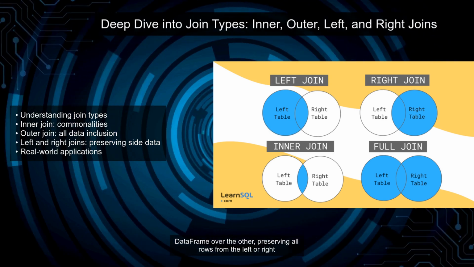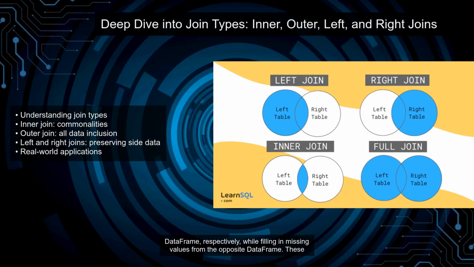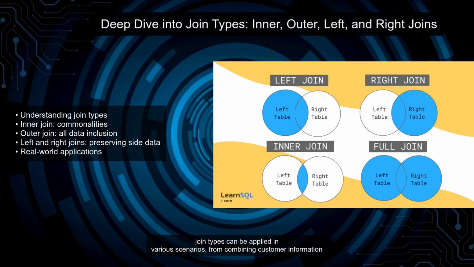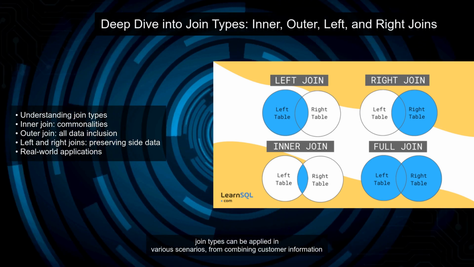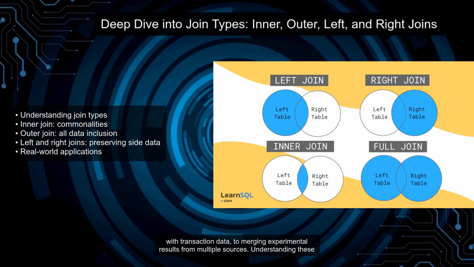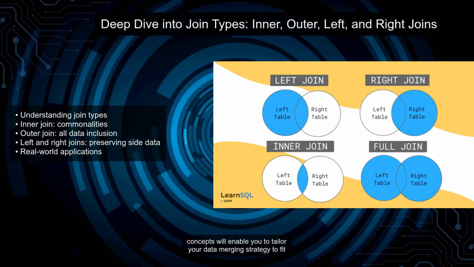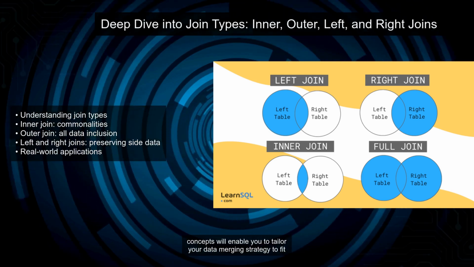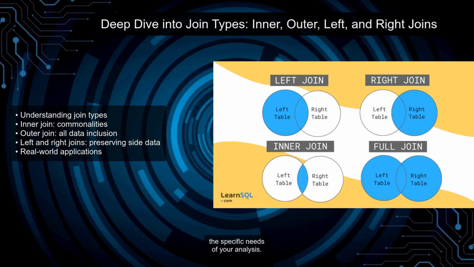Left and right joins provide a way to prioritize data from one data frame over the other, preserving all rows from the left or right data frame, respectively, while filling in missing values from the opposite data frame. These join types can be applied in various scenarios, from combining customer information with transaction data, to merging experimental results from multiple sources. Understanding these concepts will enable you to tailor your data merging strategy to fit the specific needs of your analysis.